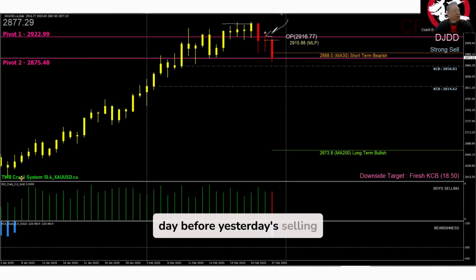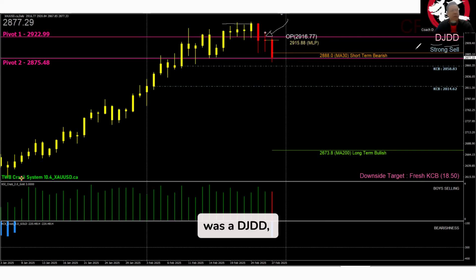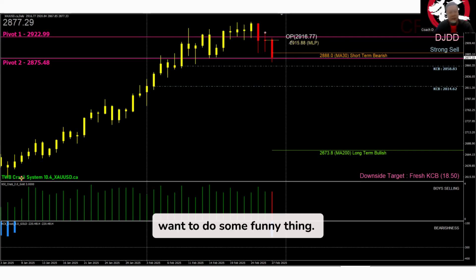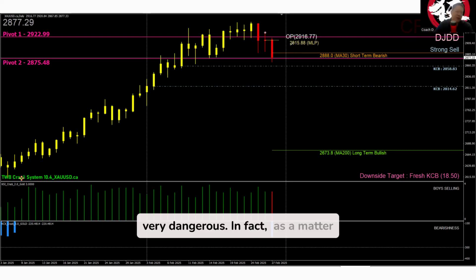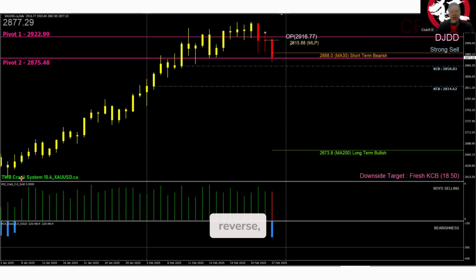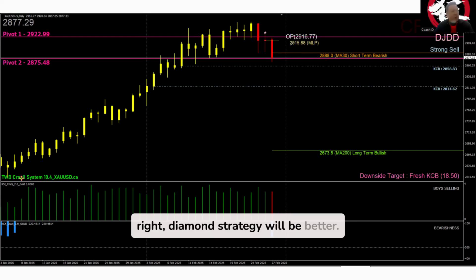Now, the day before yesterday selling was a DJDD. I already told you it's a doji directional day, and still some people wanted to do some funny things. When the market is a doji directional day, you must take note of one thing: the market may go lower, so if you're picking the bottom yourself, it's going to be very dangerous. In fact, if the market is going to go down, the reverse diamond strategy will be better.